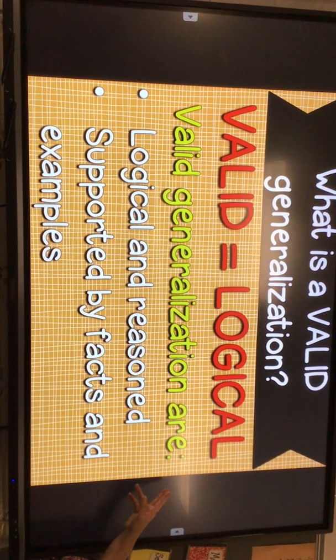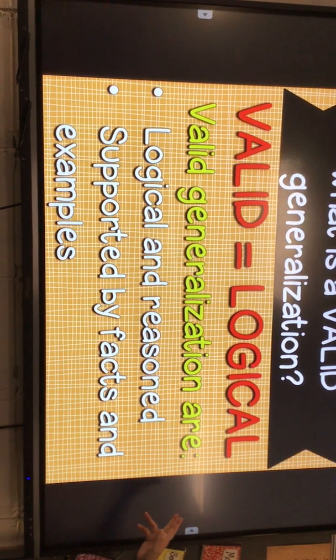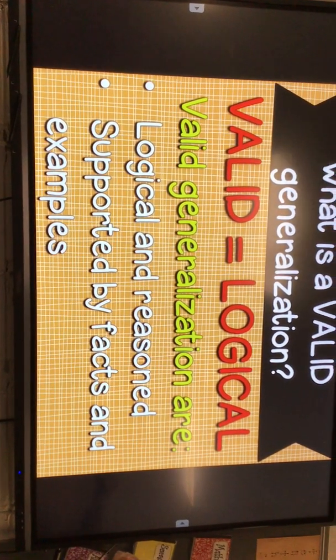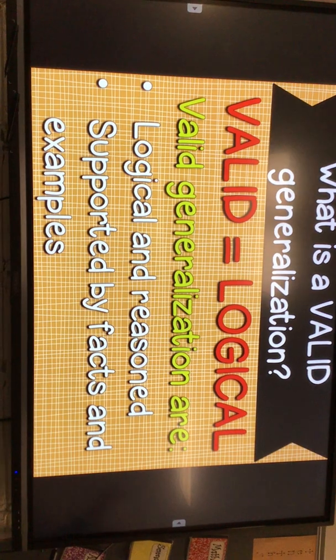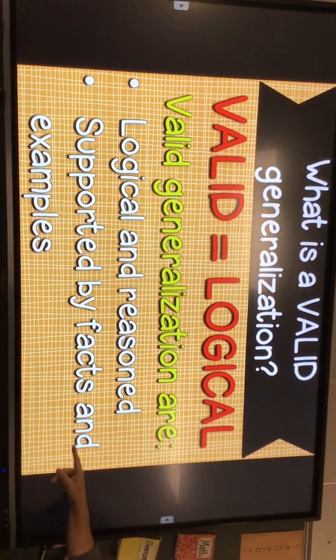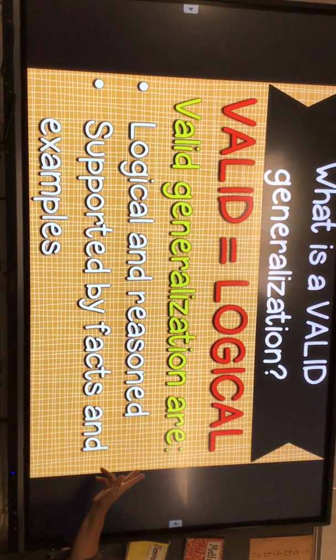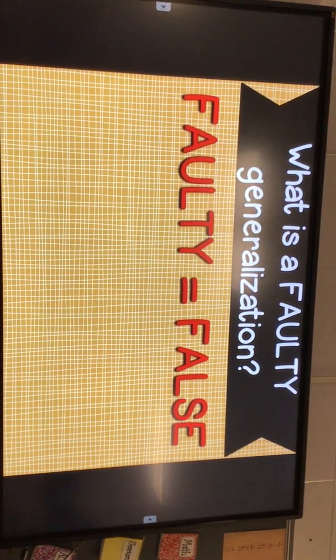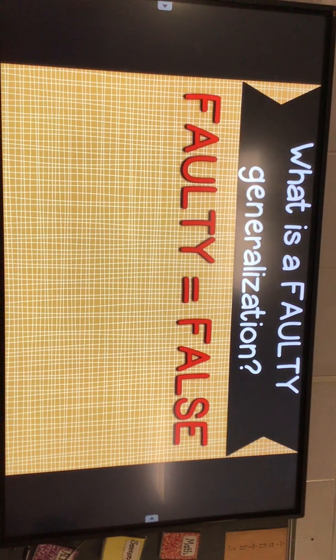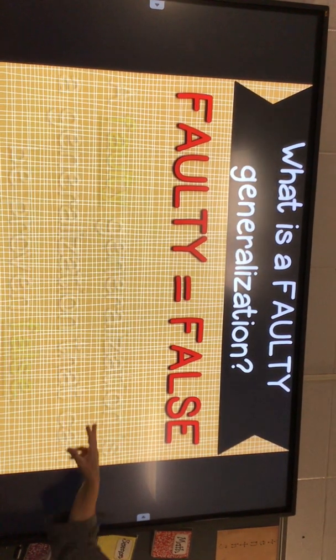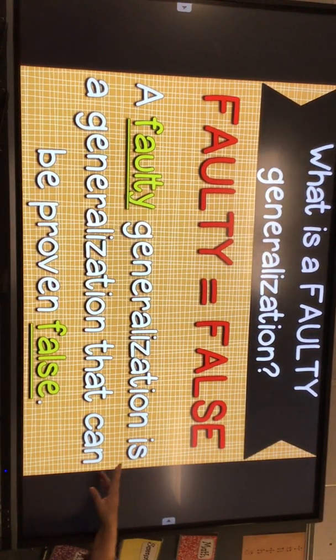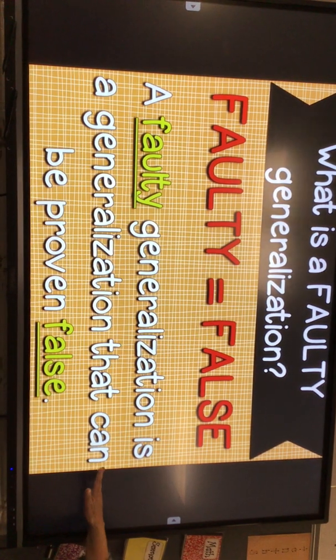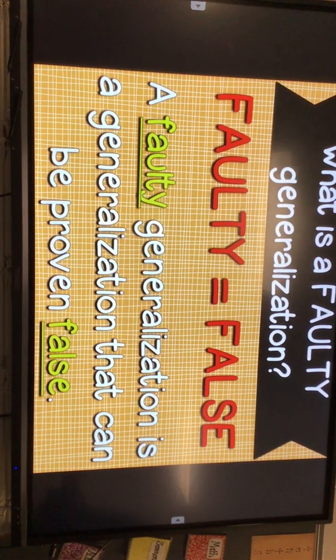Okay, got it? Gonna give you 5. I know when your eyes are up here. Facts and examples. Gotcha. All right, what is a faulty generalization? A faulty generalization is false. It is not true. A faulty generalization is a generalization that can be proven false.